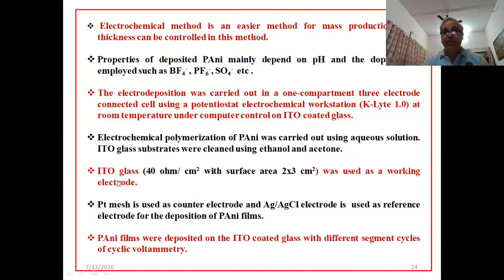The ITO glass has a resistance of 40 ohm per centimeter square with a surface area of 2 by 3 centimeter square and is used as a working electrode. There are three types of electrode: working electrode, counter electrode and reference electrode. Palladium mesh is used as the counter electrode, and an AgCl electrode is used as the reference electrode for deposition of the polyaniline film. The polyaniline film was deposited on ITO coated glass.